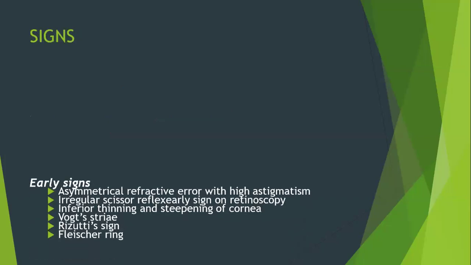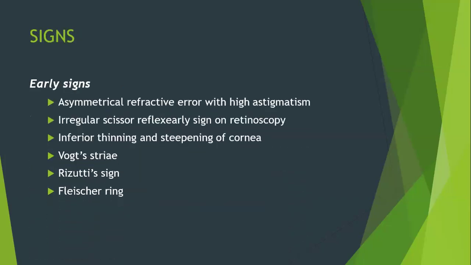So there are some signs which you have to look at. There are early signs like asymmetrical refractive error, scissor reflex on retinoscopy, inferior steepening and thinning and steepening of the cornea. All these are important because if this comes in the exam, the examiner may ask you to elicit all these tests.